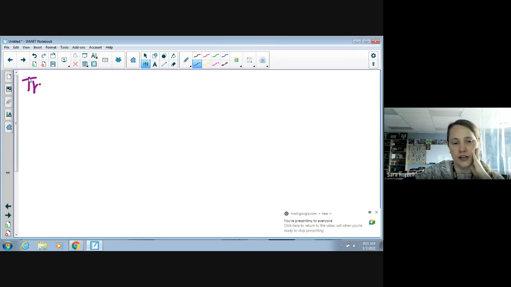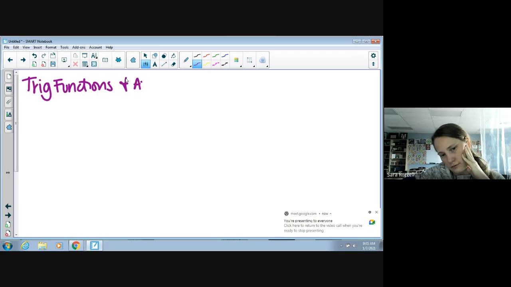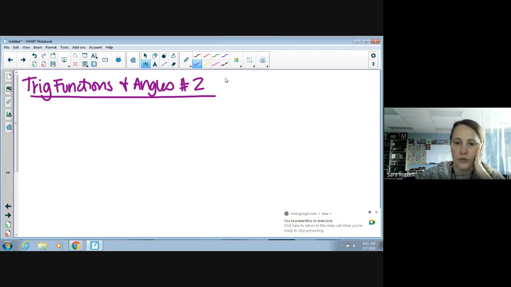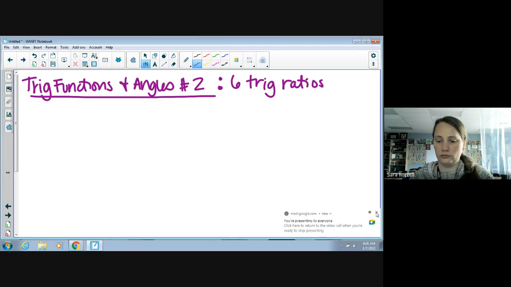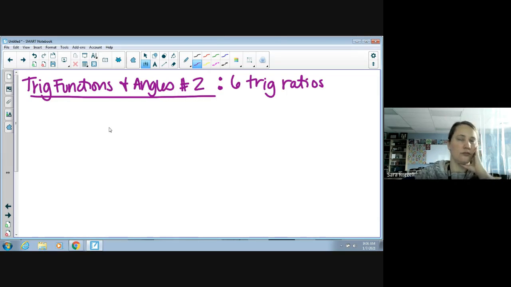So this is our trig functions and angles number 2. And what we are looking at today are the 6 trig functions, or trig ratios. So all of this is right triangles today.